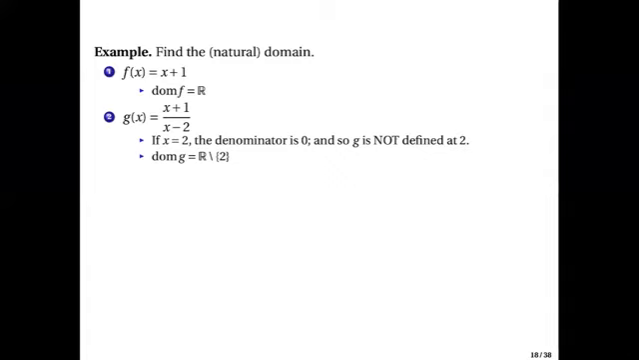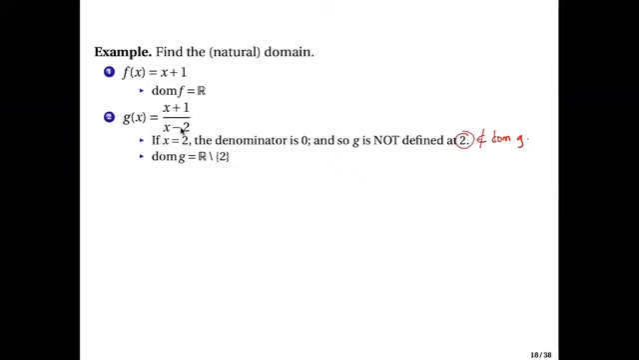Which means that this 2 here must not be inside the domain of g. Now, if you get any other real numbers, say x equals 1, you will have what? On the denominator, you have 1 minus 2, that's negative 1. It's fine. Numerator, you have 1 plus 1, that's 2 over negative 1.